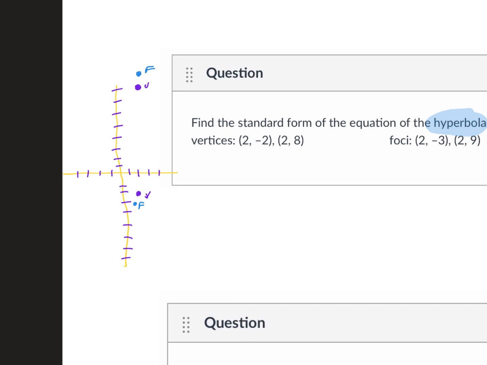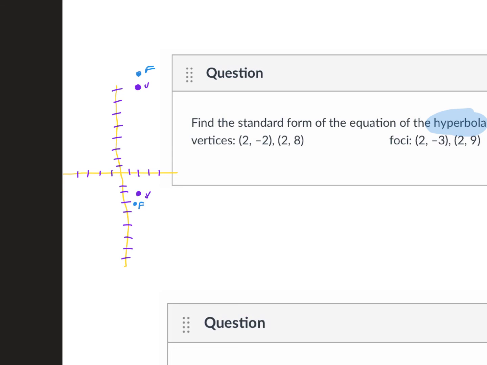Okay, I have a major axis where all of my information lies. Is it vertical or is it horizontal? If I was to connect all these dots, what kind of a line would I make? A vertical. So this is a y squared hyperbola.